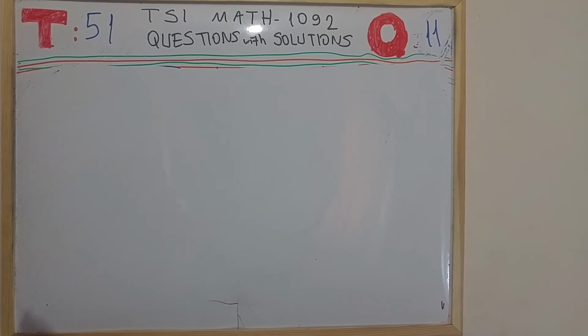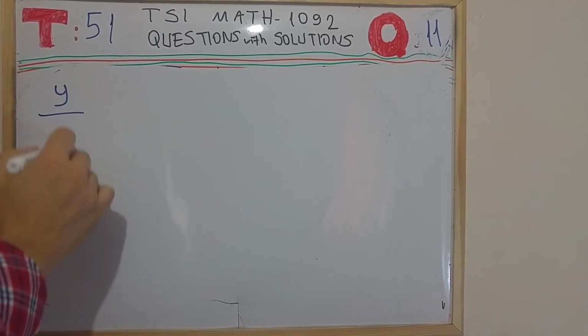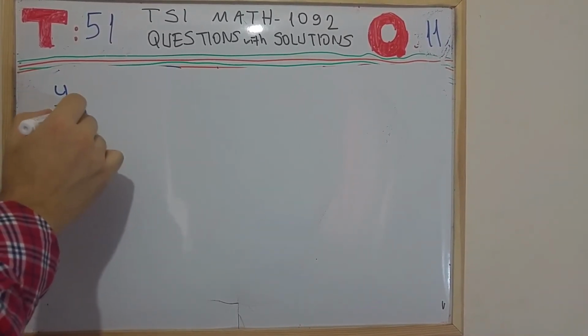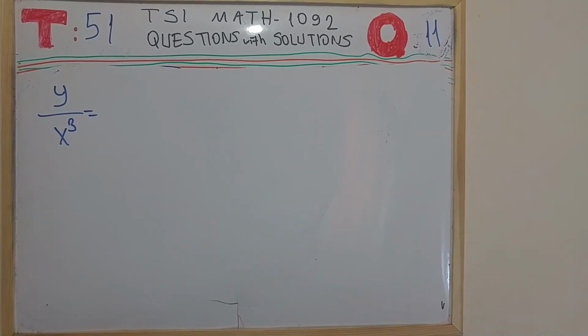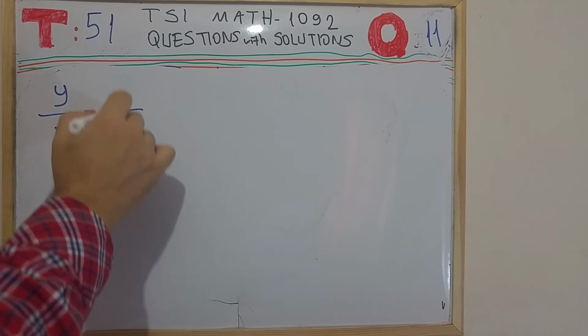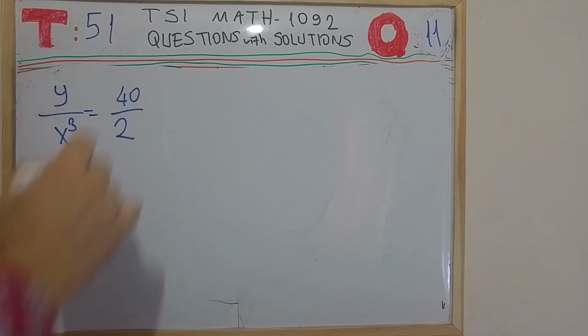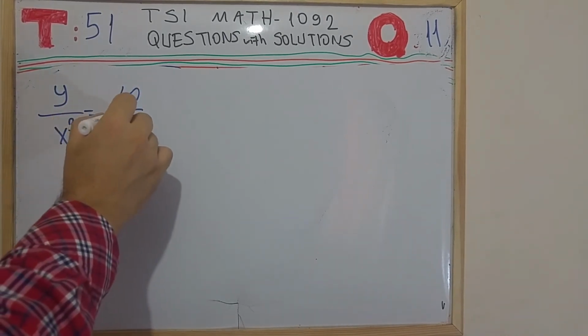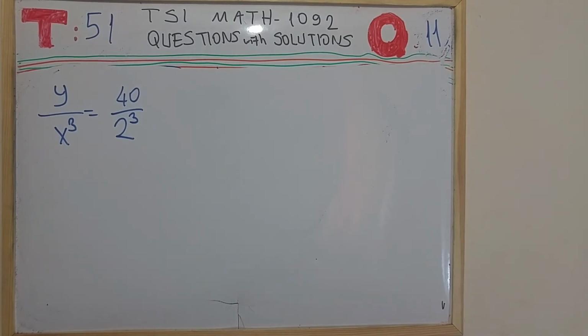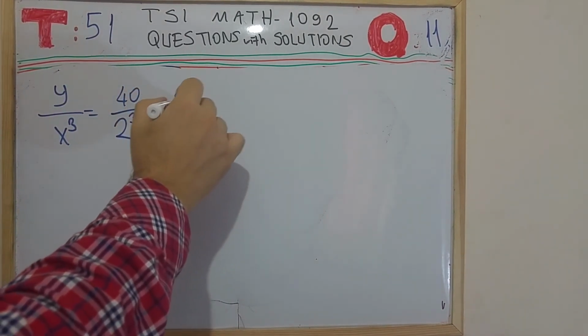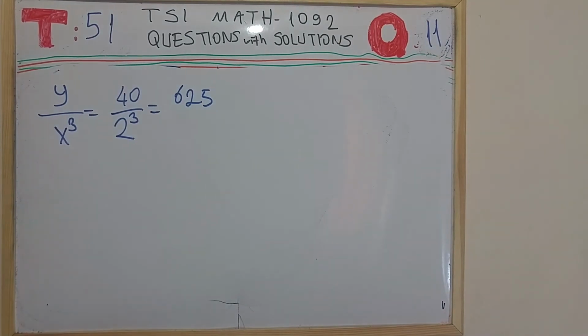Y is directly proportional to the cube of x. So this is what I have, and this must be a number like k. When x is equal to 2, y is equal to 40. So I must not forget this 3. And what is the value of x when y is equal to 625? Let's calculate this.